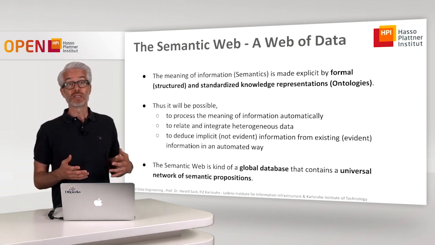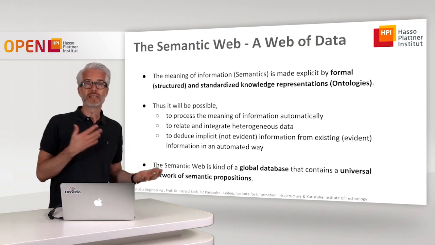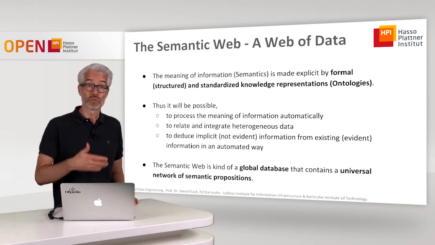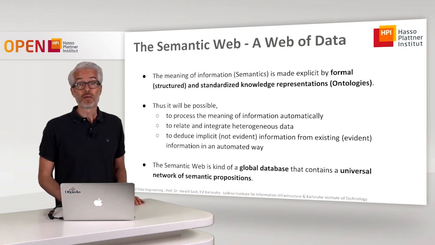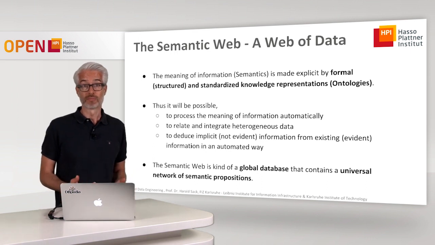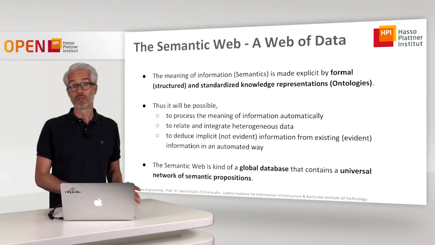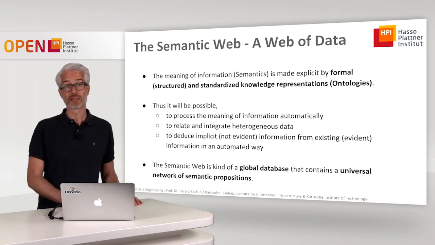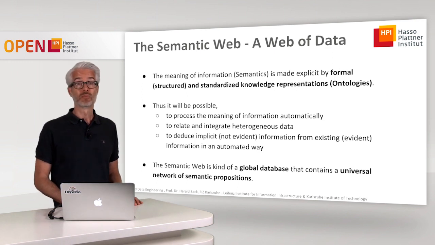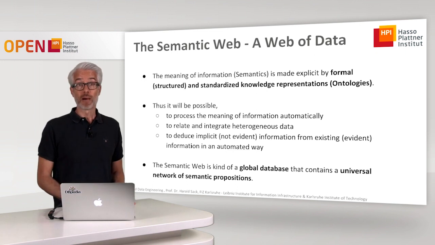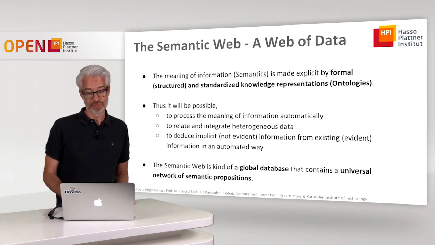And machines will also be able to relate and integrate heterogeneous data without the necessary interaction of the user. And what we have seen just now is that we can deduce implicit, so this means not evident, information from existing evident information, also in an automated way. Some people say the semantic web is a kind of global database that contains a universal network of semantic propositions. You can also say it's the web upgraded by explicit semantics.